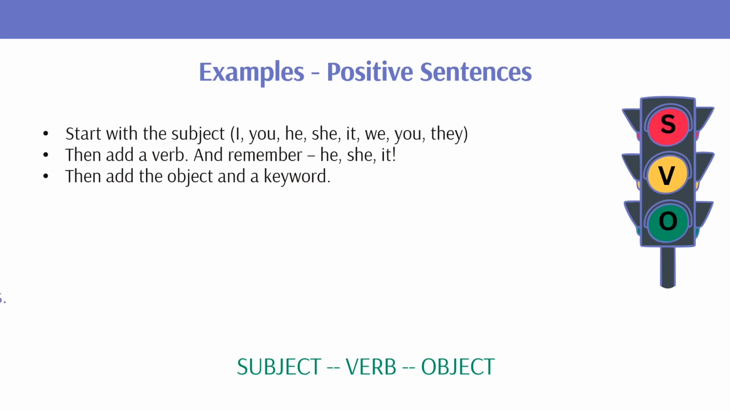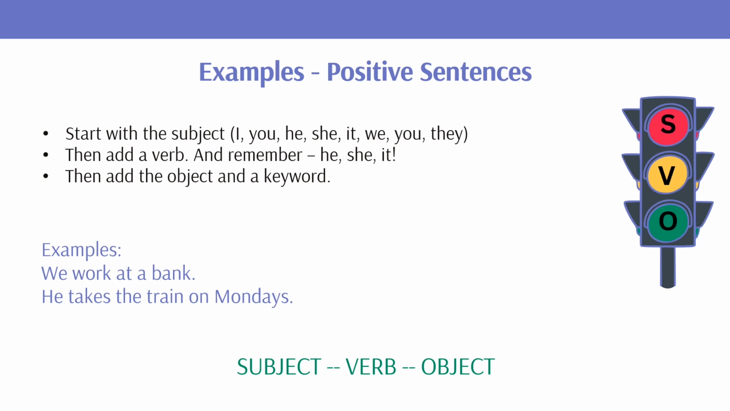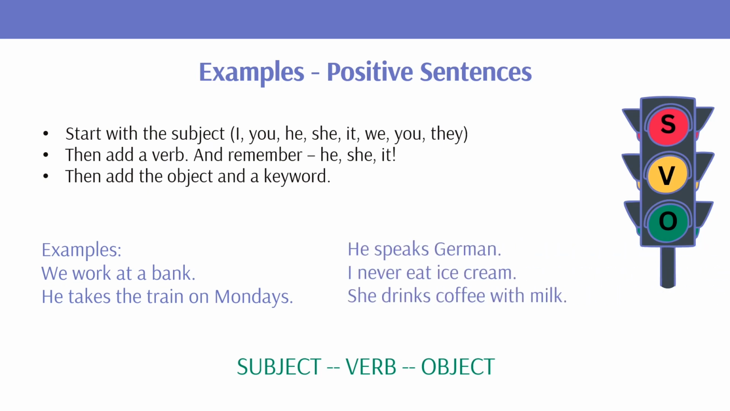We work at a bank. We, subject, work, verb, object, at a bank. Wir arbeiten in einer Bank. He takes the train on Mondays. Fährt montags mit dem Zug. He speaks German. Spricht Deutsch.